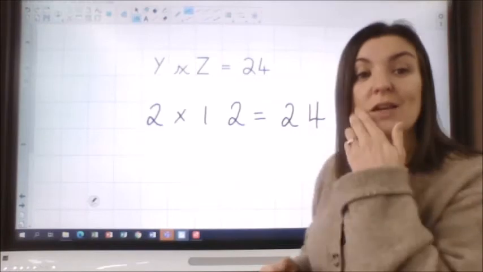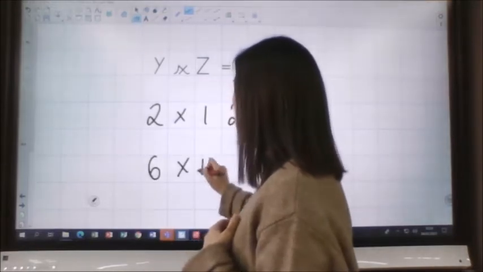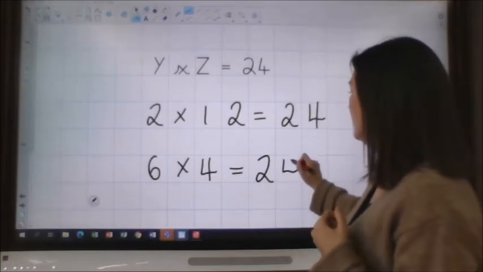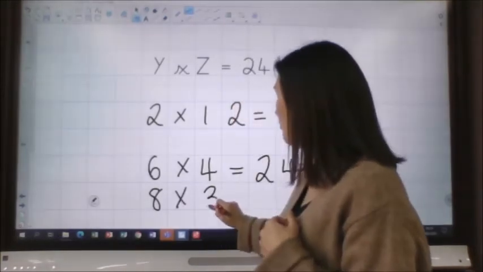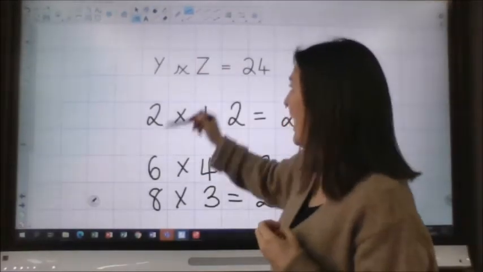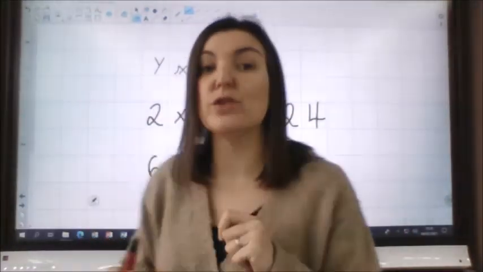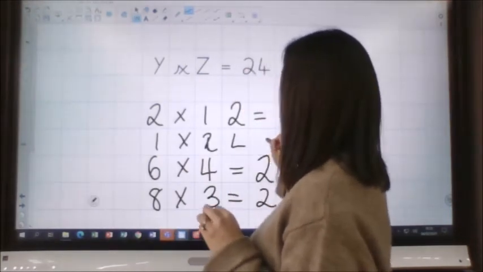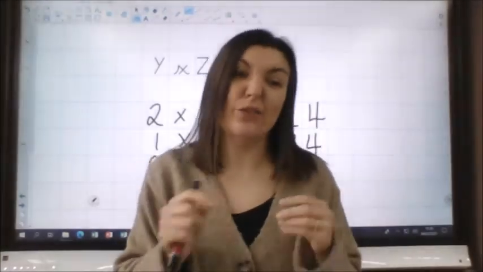Right, so you should have had a go of that. So you could have had 6 times 4. So Y could be 6, Z could be 4, because 6 times 4 is 24. Okay, you could have had 8 multiplied by 3 is 24. So Y could be 8 and Z could be 3. So you could have had different combinations. Any of the factors of 24, you could have had 1 and 24 is 24. Okay, so there's quite a few you could have had there.